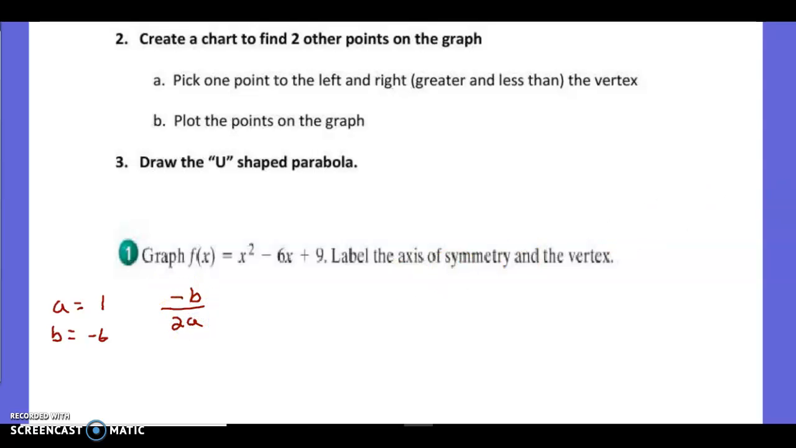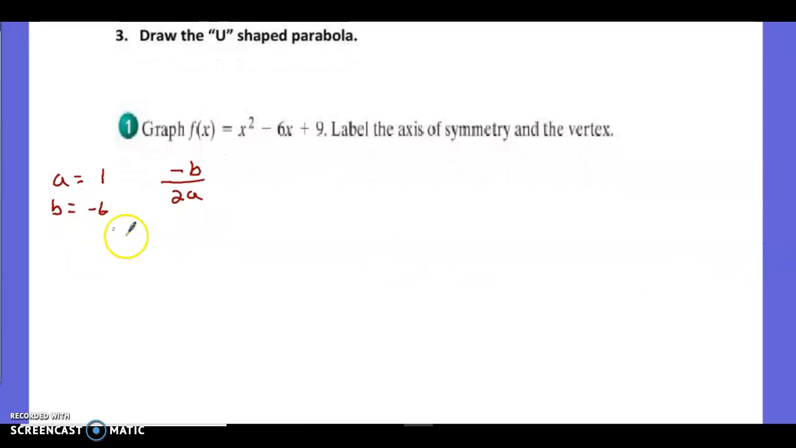So we're going to go ahead and plug those values in. So b is negative 6, so I use negative and then parentheses negative 6. Anything you substitute, get in the habit of using parentheses. It'll be helpful, especially when we start squaring numbers and things like that. And then 2 times 1. Now remember the rule, negative 6 will be a positive 6.